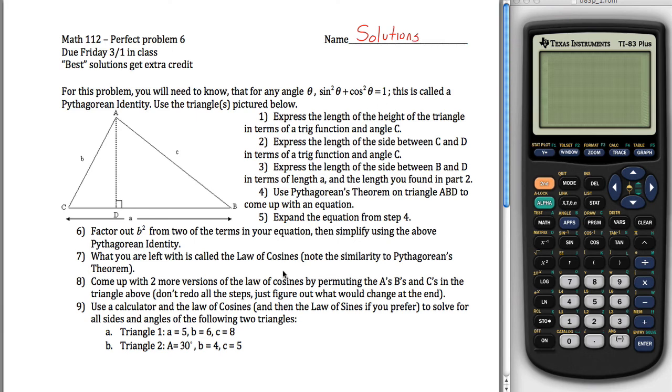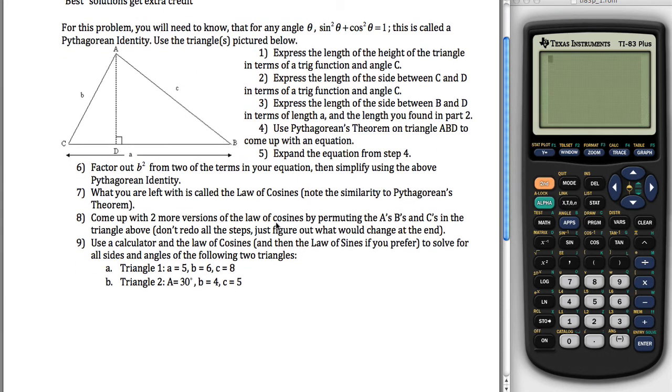There are solutions to perfect problem 6 for Math 112. What we're basically trying to do is come up with the law of cosines and then use the law of cosines. Okay, so first what we want to do is express the length of the height of the triangle, this guy right here, in terms of a trig function in angle C.